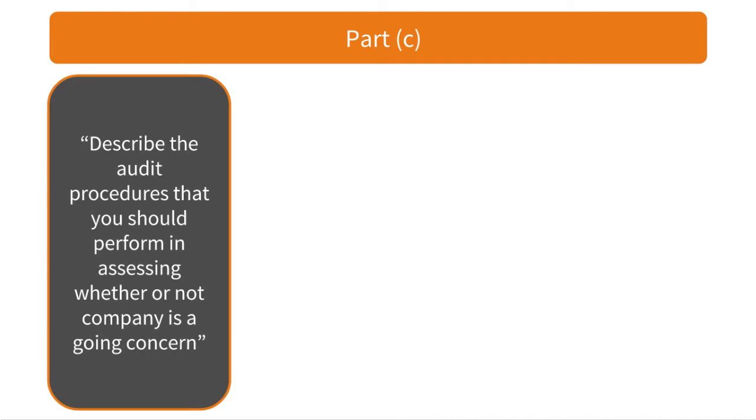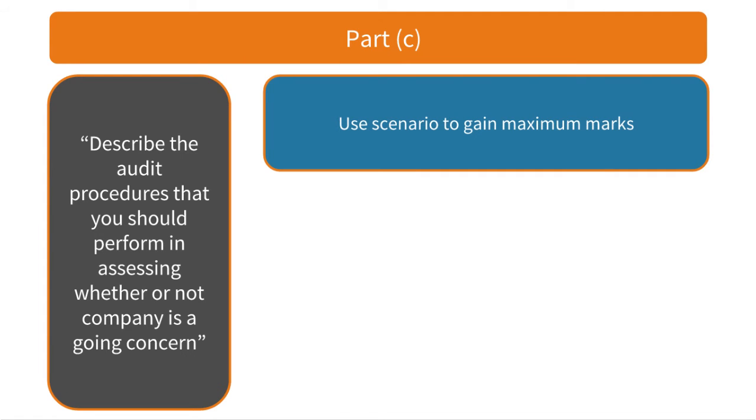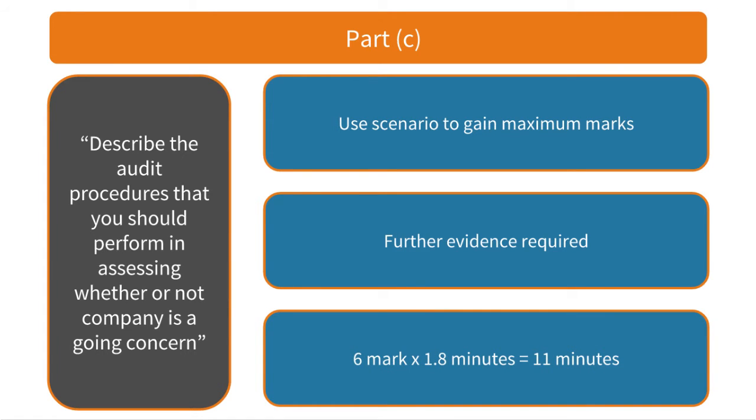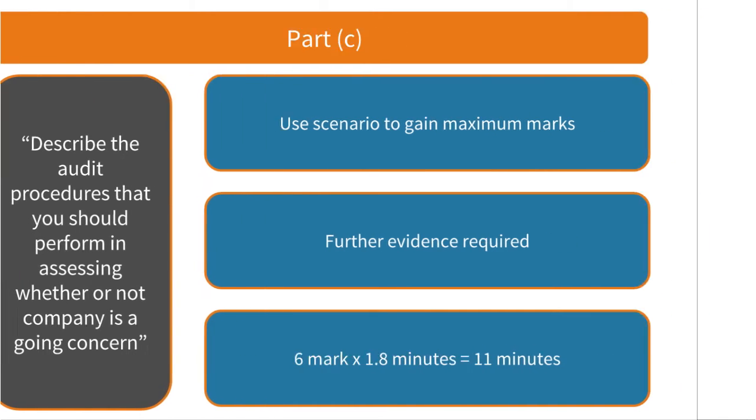Part C then asks to describe the audit procedures that you should perform in assessing whether or not the company is a going concern. This once again requires the scenario in order to gain maximum marks. There are general going concern procedures, however, there are specific elements in the scenario that require further evidence, which the examining team is looking for. This is again a 6-mark question, and therefore 11 minutes should be spent.